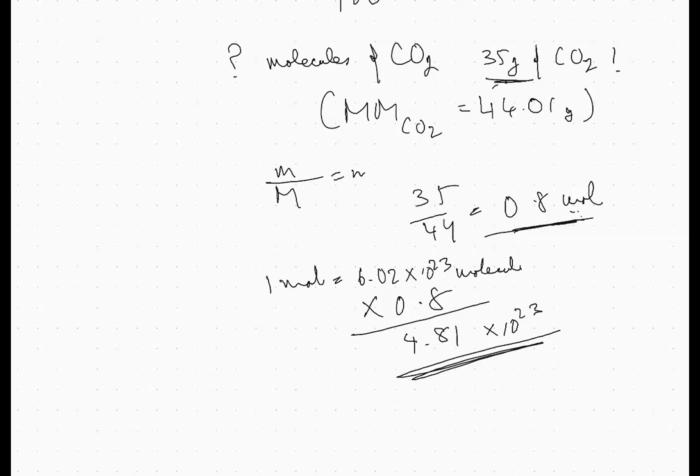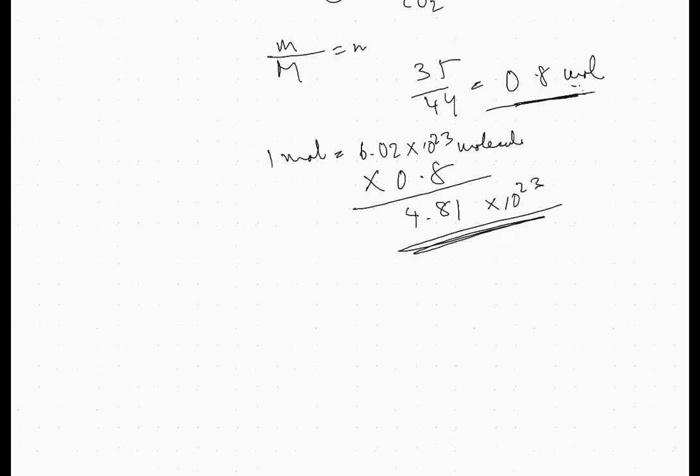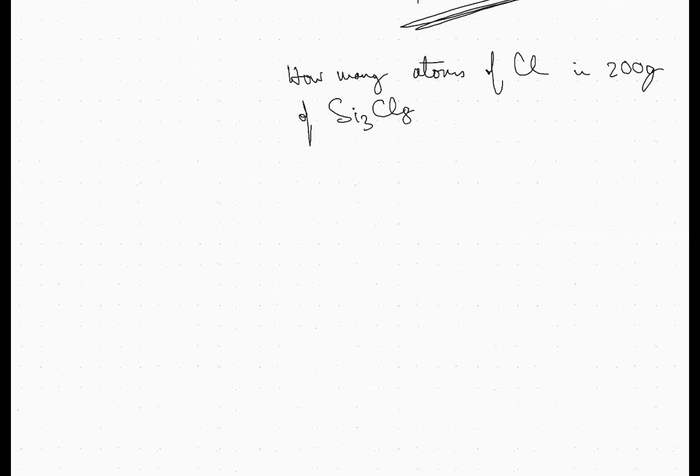Next one. Now they're asking not molecules. How many atoms of chlorine in 200 grams of Si3Cl8? Okay, they have given the 200 grams. They have also given the molar mass of Si3Cl8 as 367.9. Let's go for the moles. Let's go for the molecules. We do one by one.